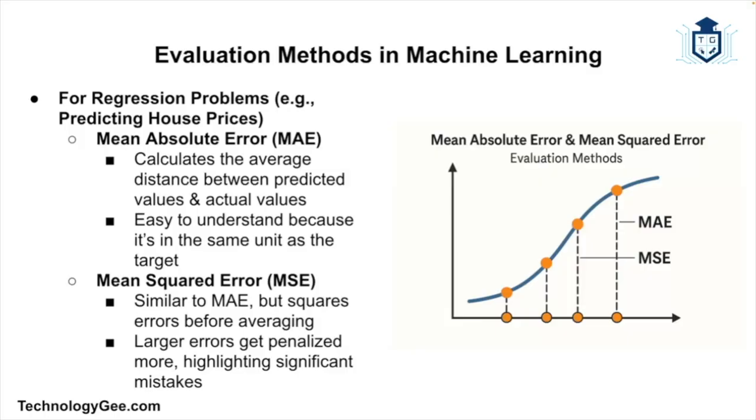And the first type is called the mean absolute error. And this is an average of how far off predictions are from actual values. You have what is called the mean squared error. And this is like the first one, but this squares the errors before averaging. And this essentially penalizes large errors even more.